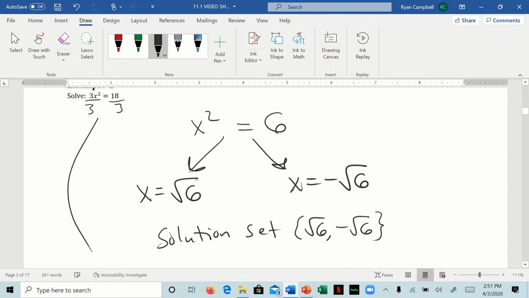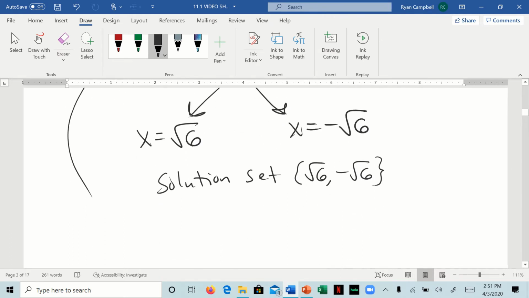If we want, we can definitely check it, right? So we can plug it back in. So 3 times the square root of 6 squared. So square root of 6 squared, if you square root and square something, those just cancel each other, right?